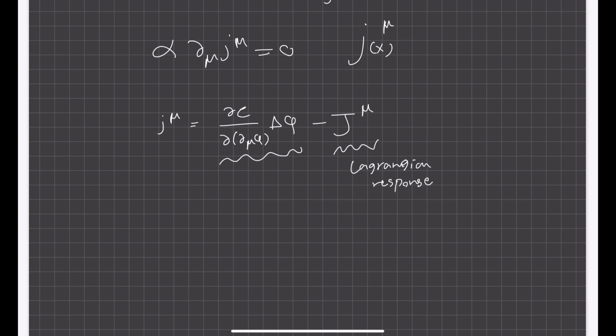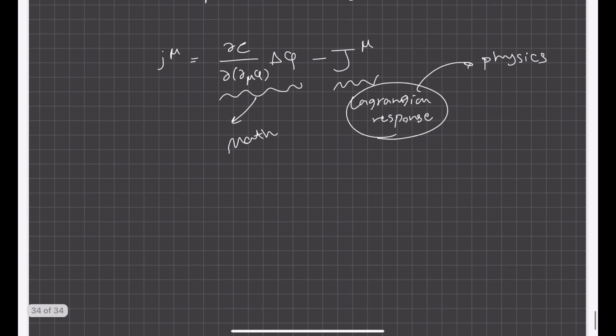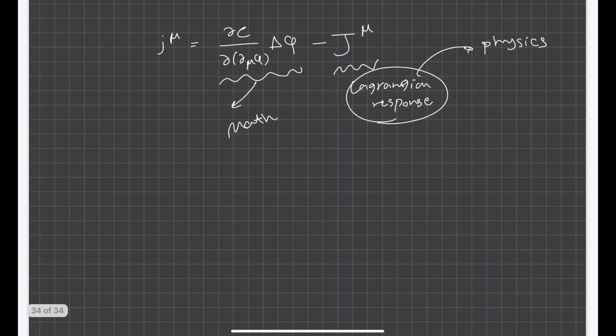So depending on what transformation I perform, what's the Lagrangian response here? What's the Lagrangian response? This is physics somehow, and this is math, because I choose what transformation to do, and my physics is determined by the Lagrangian. We're going to see now, maybe it's not a very precise term that I say this is math, but this is physics.